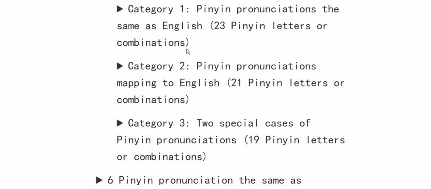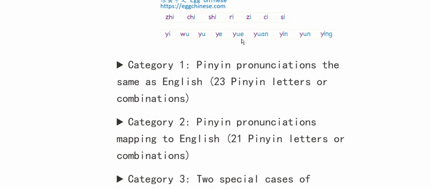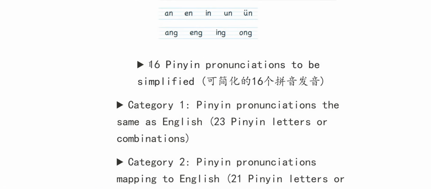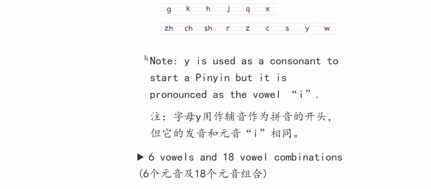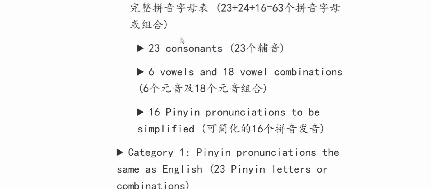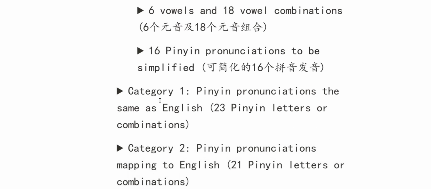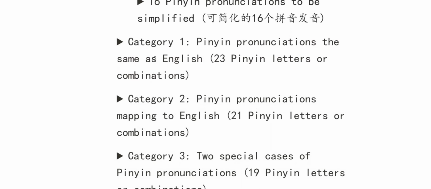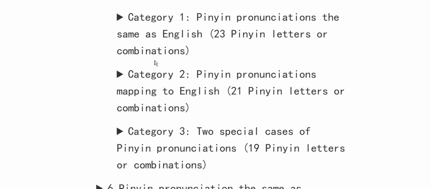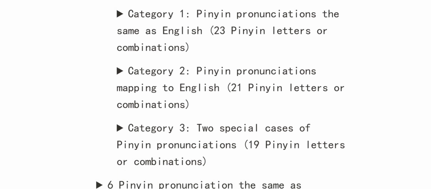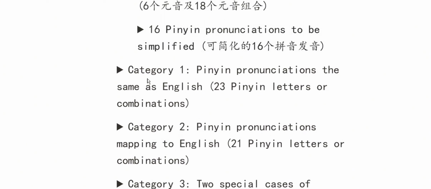So let's have a look at some details of 3 categories. So first category, Pinyin pronunciations, the same based on the above Pinyin letters. So we can see these 3 categories as the original 3 categories. And here we divide them into 3 new categories. Category 1, Category 2, and Category 3. So Category 1, Pinyin pronunciations the same as English.